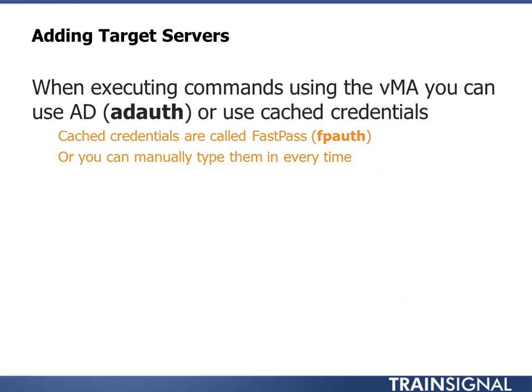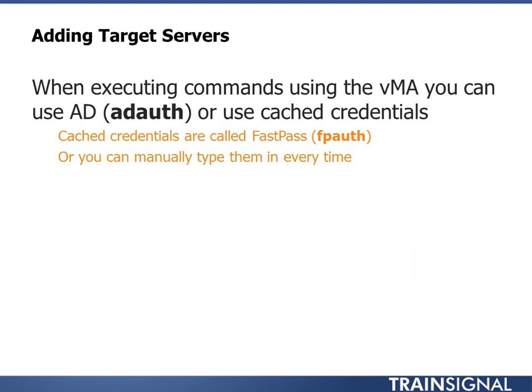Adding target server. So now once you install the VMA, you log into it, it's got to know what servers to talk to. You want to add your vCenter, you want to add your vSphere hosts, etc. So you can do this one of two ways. Really depends on what kind of authentication you're using. So when executing commands using the VMA, you can use AD, which is called AD auth, or use cached credentials. Cached credentials are called FastPass, so FP auth. Or if you really want to, you can manually type them in every time.